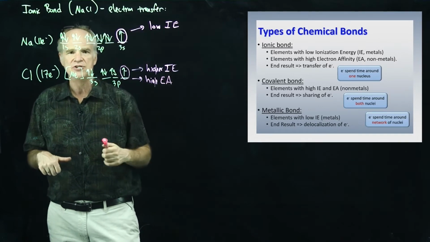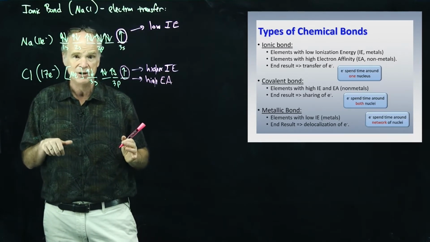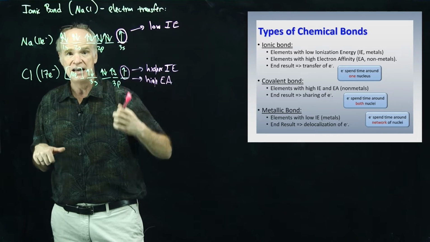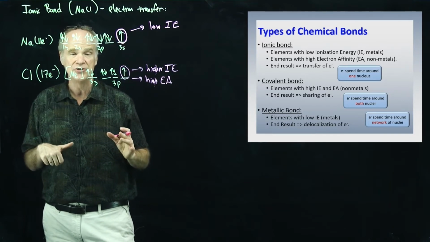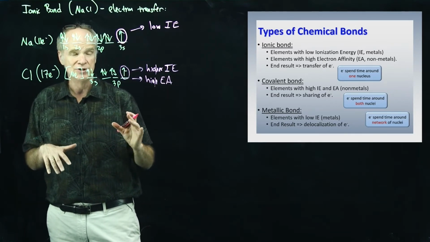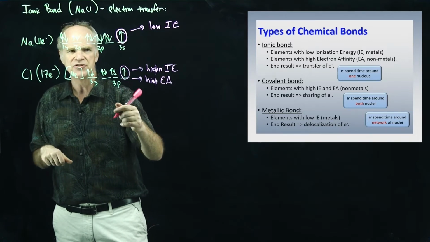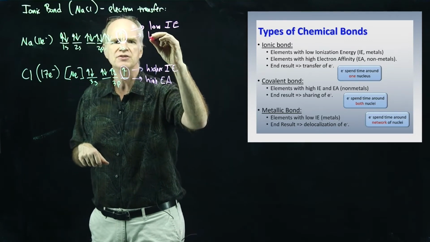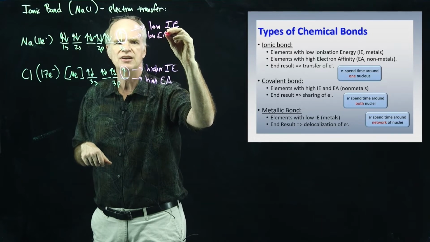On the other hand, you can look up the electron affinity for sodium. If you were to manage to force an electron onto sodium's configuration, it would release some energy, but not nearly as much as chlorine would. So this has a relatively low electron affinity.